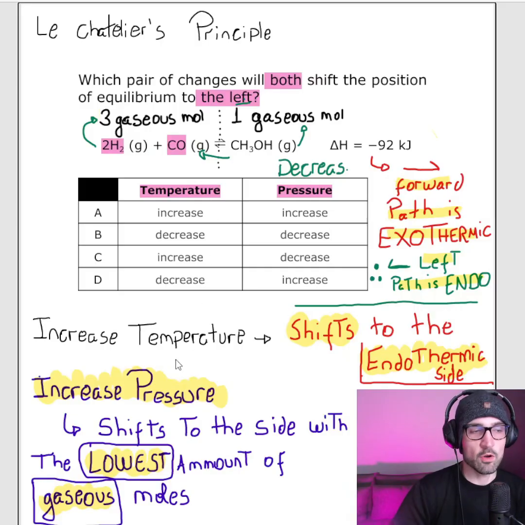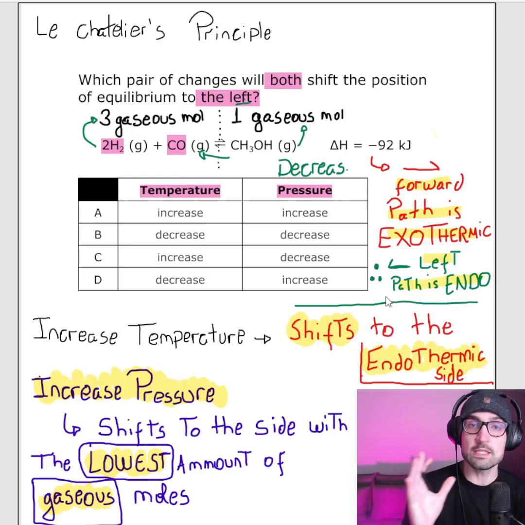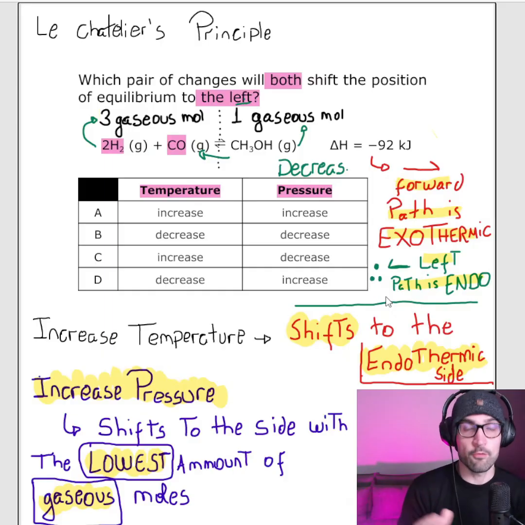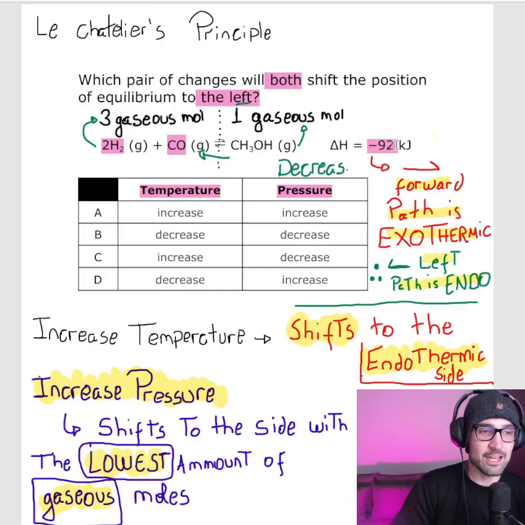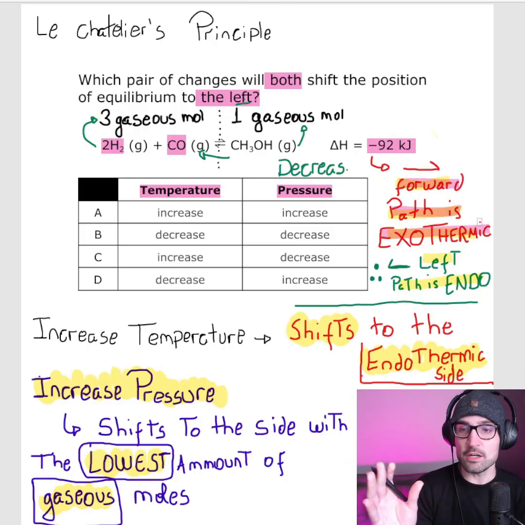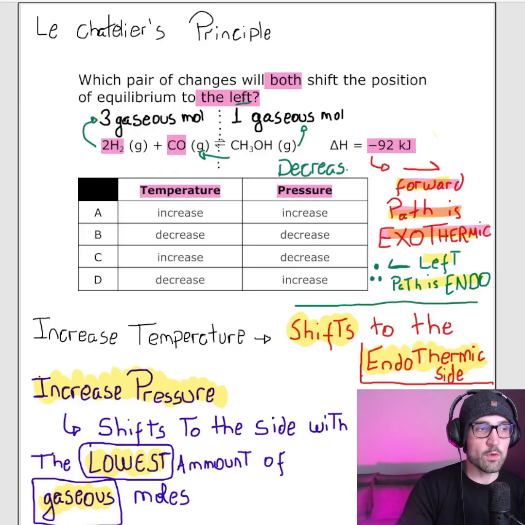Now, what about temperature? Well, it's the rule of thumb that if you increase the temperature, it will shift to the endothermic side. Now we need to figure out which one is the endothermic side, because it could vary from reaction to reaction, right? Well, it was provided for us right over here that the delta H is negative. What does that mean? If the delta H is negative, it means that your forward path is exothermic, that your forward path is releasing energy. So in that case, if we increase the temperature, we are going to be shifting our reaction to the left, because the left is the endothermic path, okay?